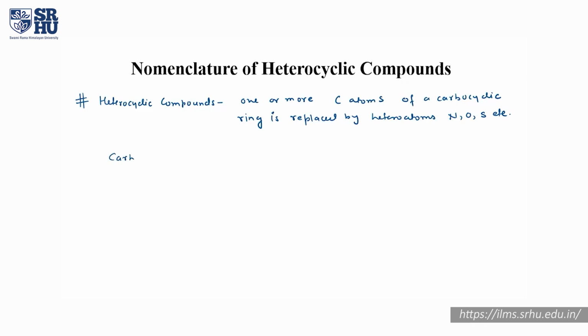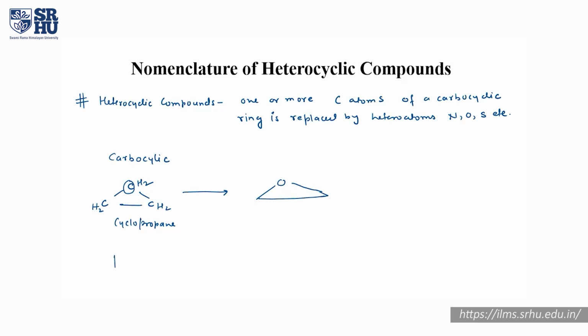A carbocyclic ring is one which has only carbon atoms as the members of the ring. So here is an example of a carbocyclic compound, CH2, CH2, CH2. This is cyclopropane. So in cyclopropane, when we replace one atom, say this carbon, with oxygen, we get a heterocyclic compound.